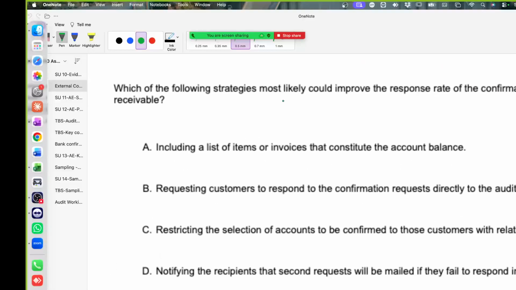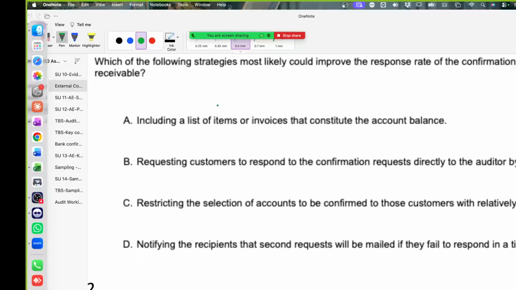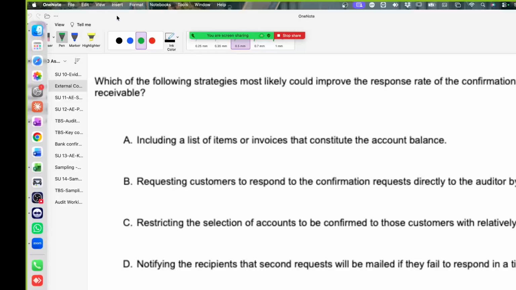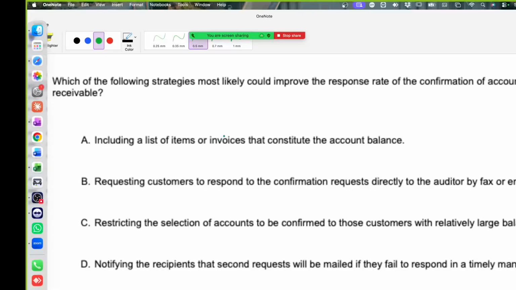Let's take some questions, some quiz on these confirmations. Which of the following strategies would most likely improve the response rate of the confirmation of accounts receivable? Which will improve the response rate from the one who receives?